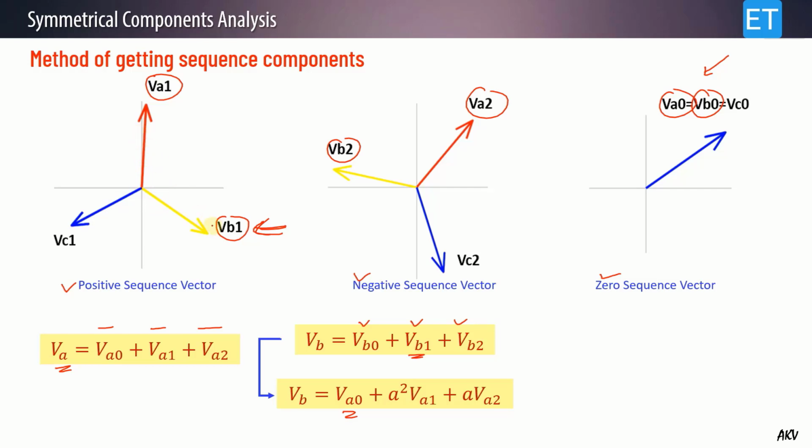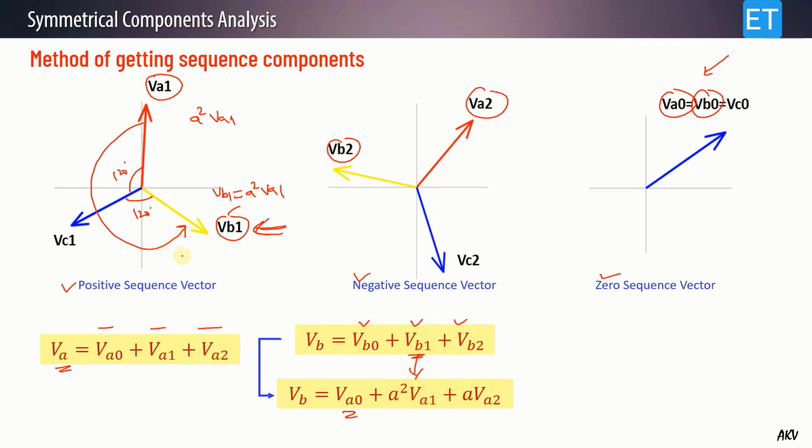So how can I achieve this yellow from the red one? Obviously this is 120 and this is 120, so the overall angle is 240. It is very clear that if I multiply A square with VA1, then this red vector will rotate and reach this yellow position VB1. So I can write VB1 equal to A square VA1. That's why you can see that VB1 can be written as A square VA1.